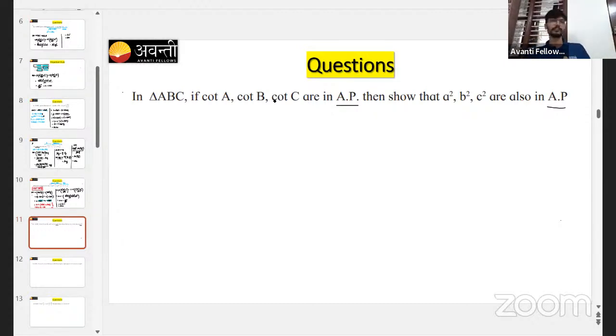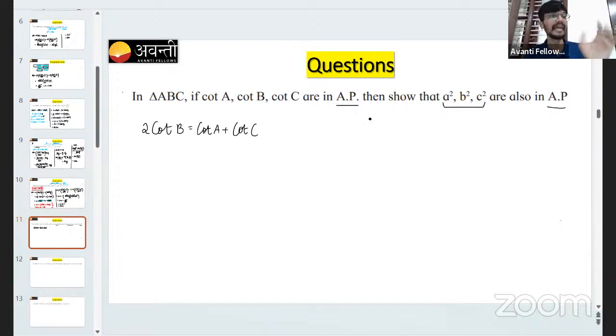Done. So again, what does AP mean? AP means twice the middle term is equal to the sum of the first and third term. Got it? Oh, so it is cot, sorry, cot C. Here what I see is, listen very carefully, I have angles and I need A square, B square, C square, means I need sides. So I need to convert angles to sides. That means I can use both sine rule as well as cosine rule.